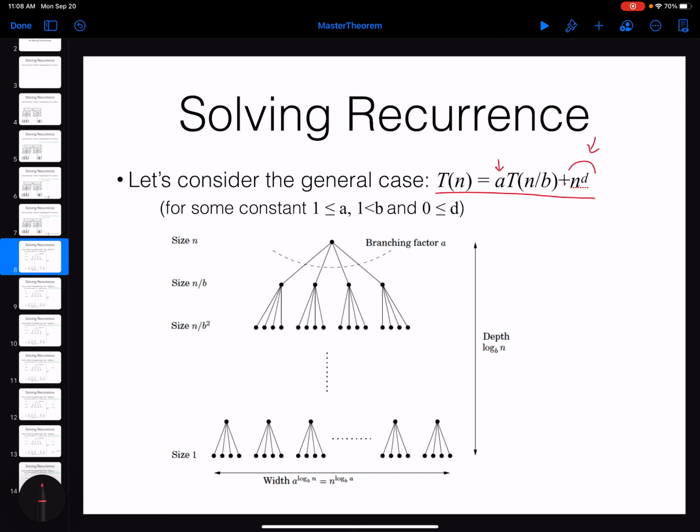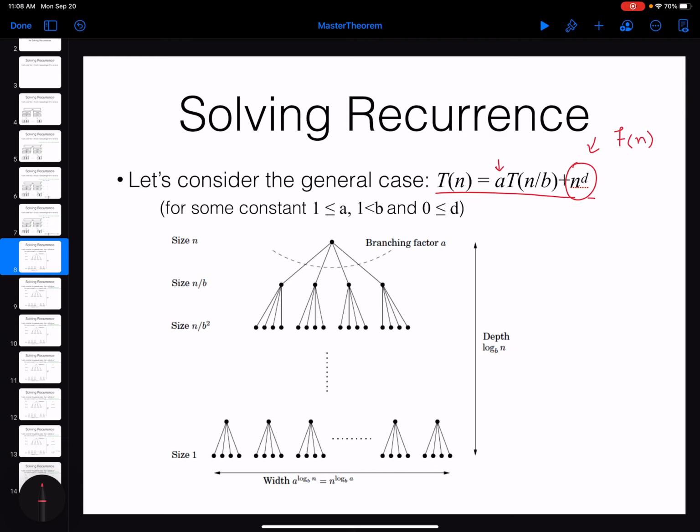What has been discussed in your textbook is slightly different than the version that I'm discussing here. In that version, instead of this function n to the power d, in your textbook CLRS, it is written as f of n. So that format is a little bit more general than this form, but kind of harder to prove.